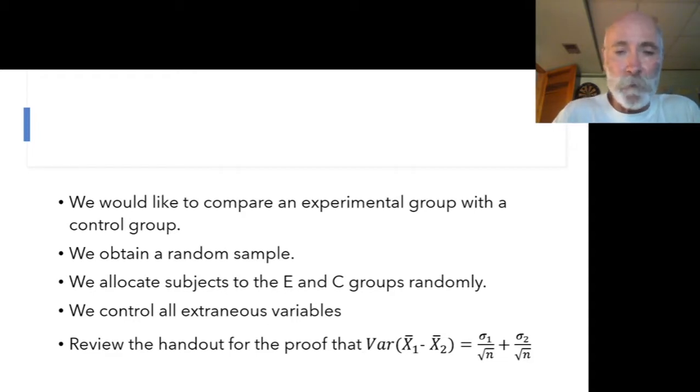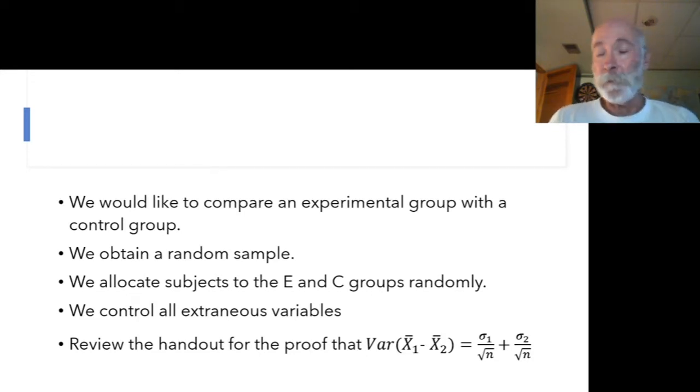And the way we're going to go about this is obtain a random sample of subjects and then allocate those subjects to the two groups in some random fashion. And at some point we'll discuss this whole process of randomization. It's not as trivial as it seems. So we're going to allocate our subjects then to both the experimental group and the control group, and we're going to control all extraneous variables so that the only thing that matters is membership in either the control group or the experimental group.